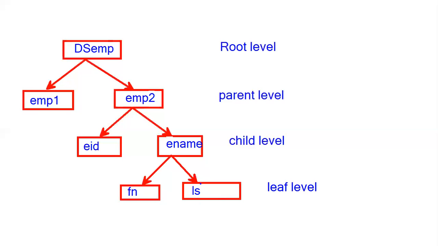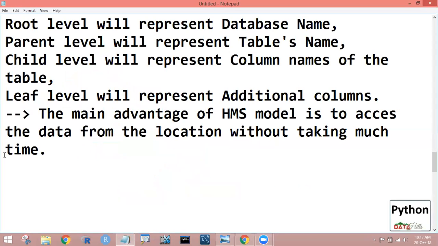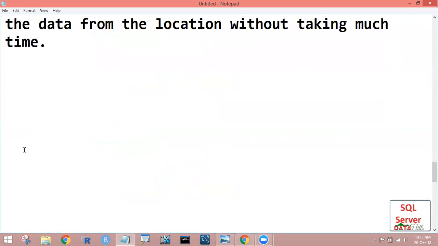Again we have some drawbacks in this hierarchical management system, right? That's why we move to the next model, that is the network database management system. What are the main drawbacks in this hierarchical management system? Let us observe.